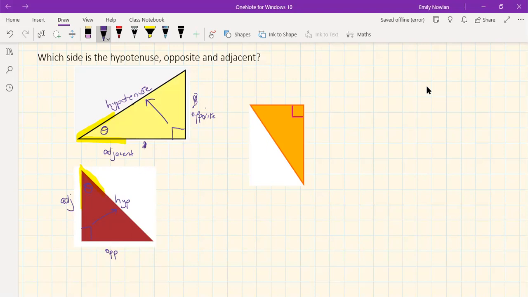Okay, let's go over to the orange one. The right angle is already here. Opposite the right angle, this side is the hypotenuse. It's also the longest side. Now, where are we looking from? Well, we haven't labeled the angle yet. So let's look from this angle here.